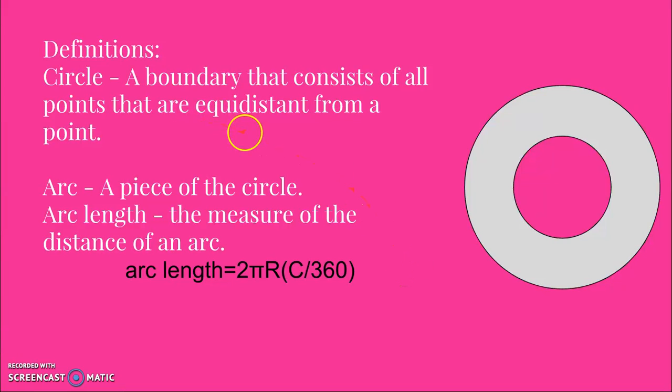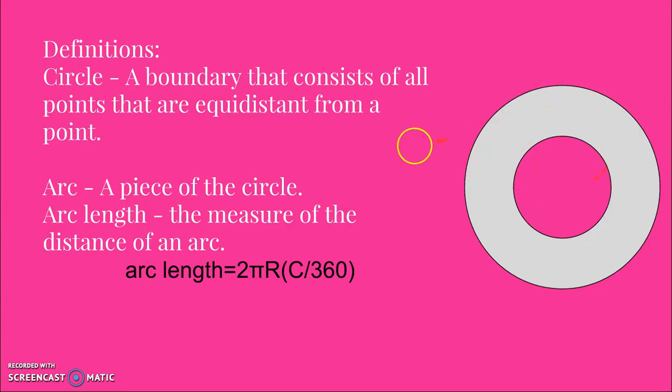So a few definitions here off the bat. And this is again just a formal definition which will help us out in the long run. A circle is a boundary that consists of all points that are equidistant from a point. That means if we took a point right here in the center of the circle and we took all the points that are equidistant, that would give us our radius. So if we took a line here straight out and went all the way around and just spun the line, that would give us this circle here.